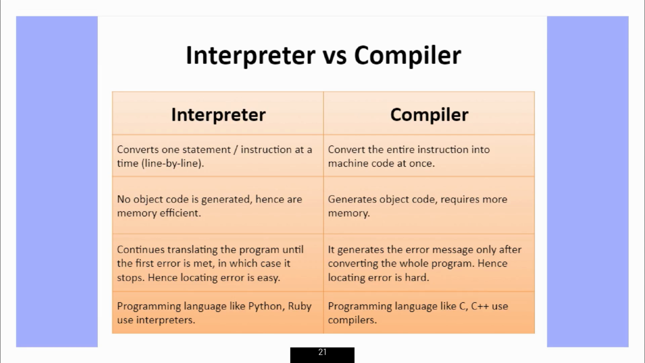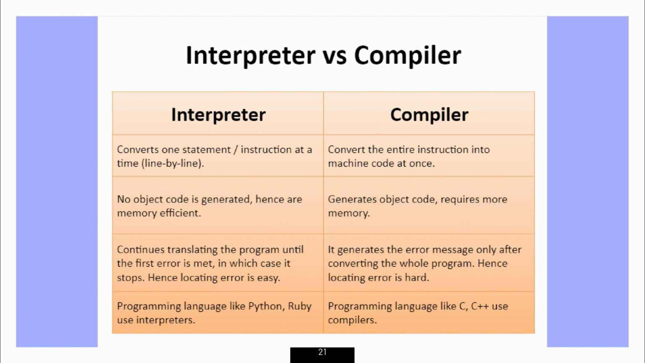Okay, so interpreter, function dia beza dia dengan compiler adalah interpreter converts one statement or instruction at a time. Whereas the compiler, it converts the entire instruction into machine code at once. So, cara dan gaya kedua-dua translator ni adalah berbeza lah. So, interpreter, no object code is generated, hence it is memory efficient. But for compiler, it generates object code which requires more memory. So, object code ni adalah something yang dihasilkan oleh compiler lah.